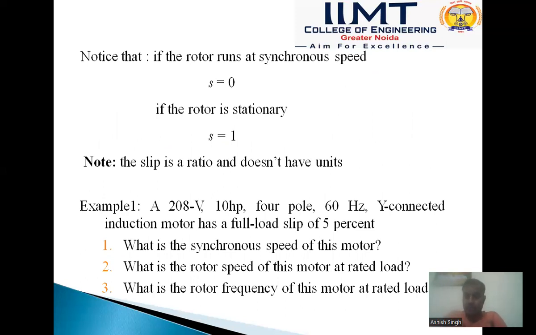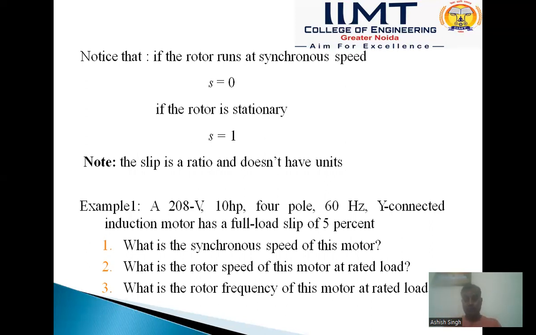Now we will discuss some basic questions on this topic. This is example one. A 208 volt, 10 horsepower, 4 pole, 60 hertz, star connected induction motor has a full load slip of 5%. Here the line voltage is given as 208 volts, power is 10 horsepower, the number of poles is 4, the supply frequency f is 60 hertz, and slip is 5%. What is the synchronous speed of this motor?